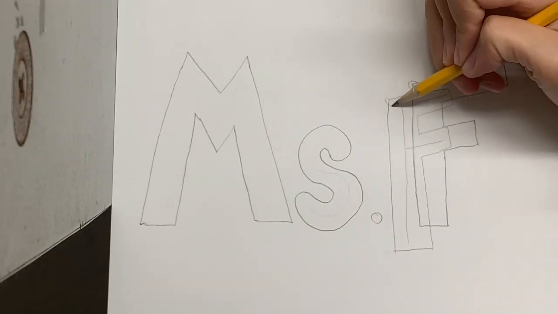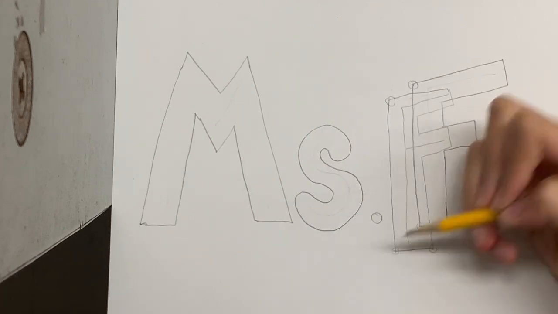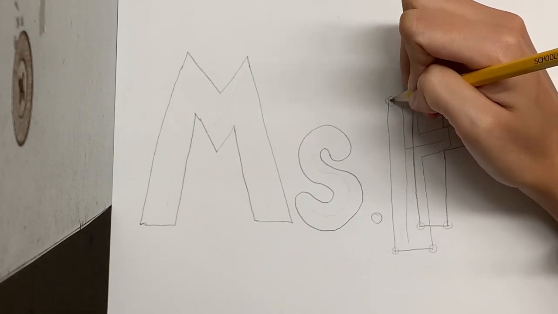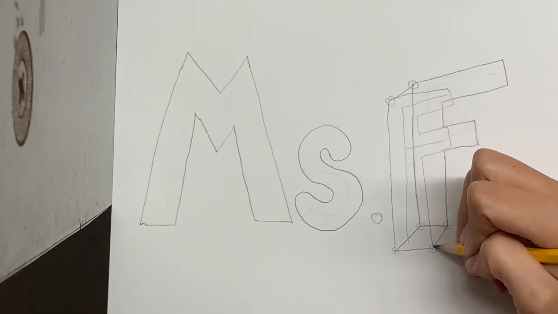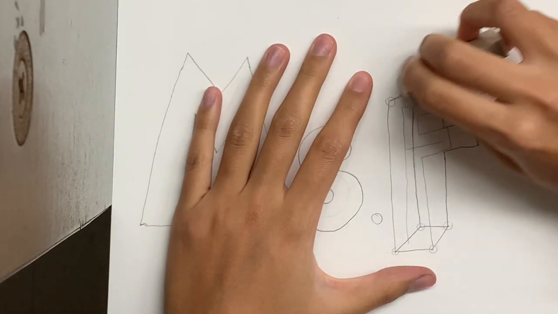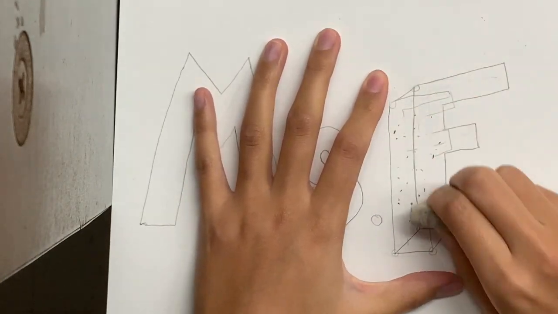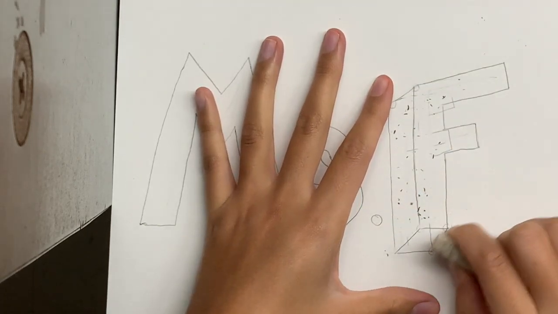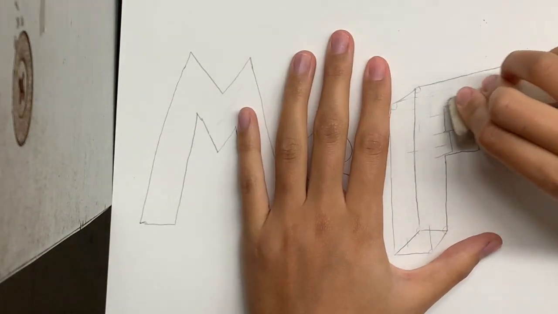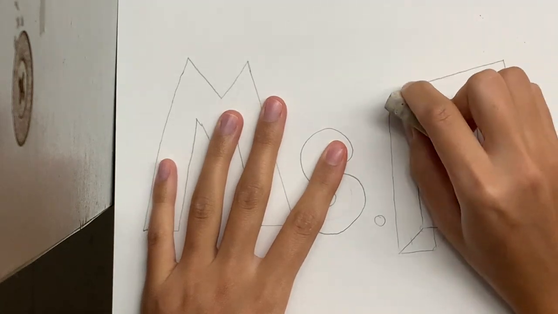So now I have my second letter that's slightly off from my first letter. And now I am circling all the corners. And then we are going to be connecting each corner with a line. So now I'm going to go back in with my eraser and erase all the lines on the inside of my letter. So we want to keep the first letter that we drew and the left side of the second letter we drew to achieve our 3D effect.